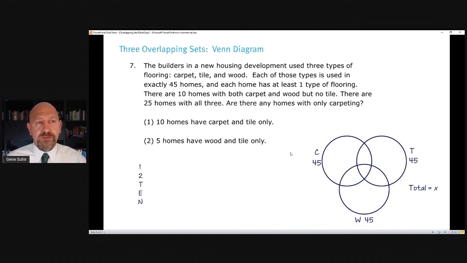Then what can we fill in? Each home has at least one type of flooring. So there aren't going to be any homes floating around in the ether outside of these circles.